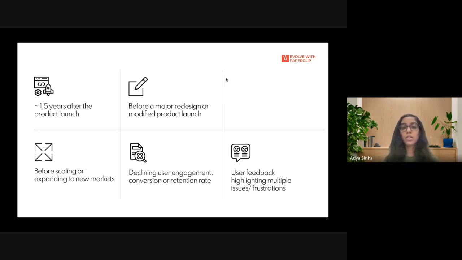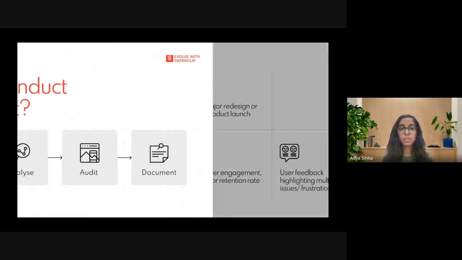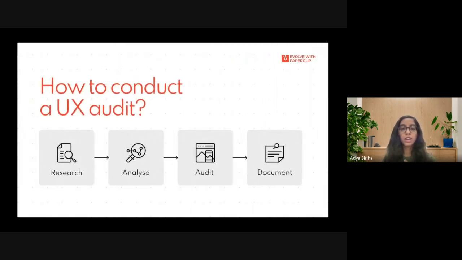So, with all these ideal times to conduct a UX audit, let's also look at how an audit can be effectively carried out. Here we are talking about a comprehensive UX audit, for when we have enough bandwidth and time with us. To conduct a comprehensive UX audit, consider doing it in four phases: research, analyze, audit, and document.